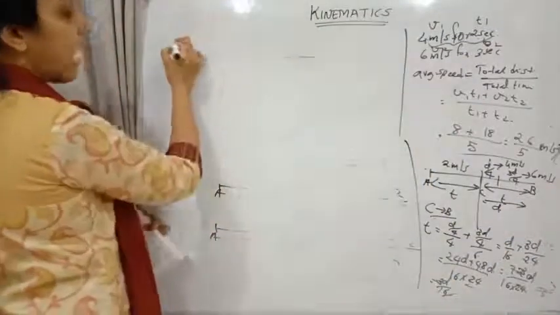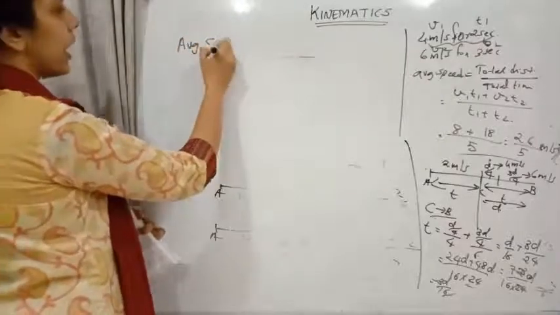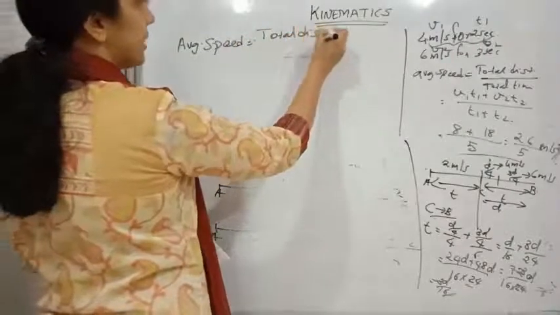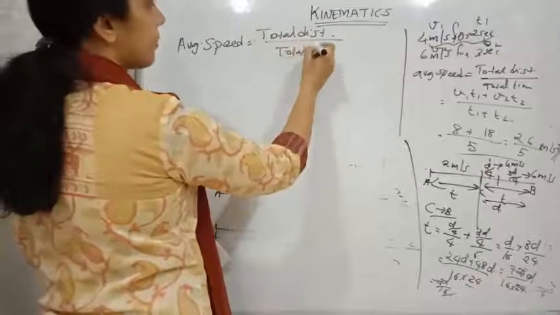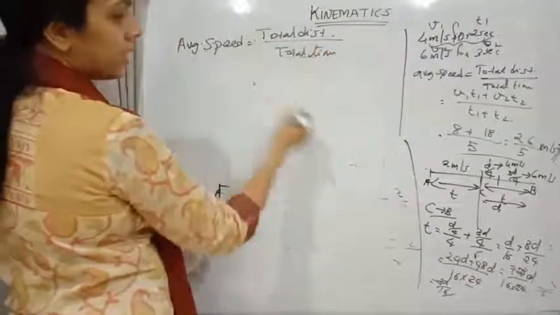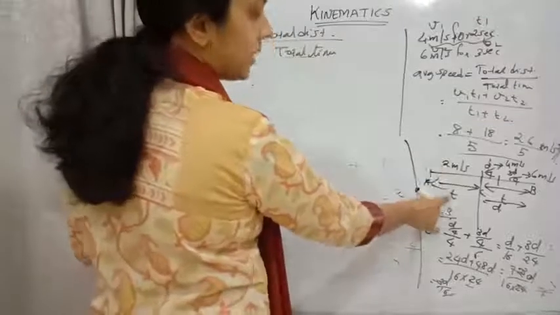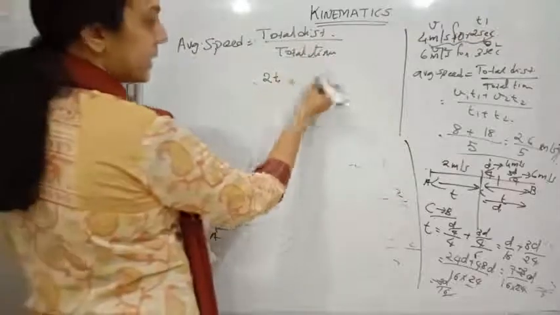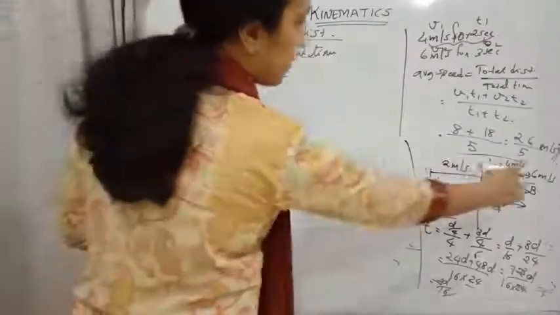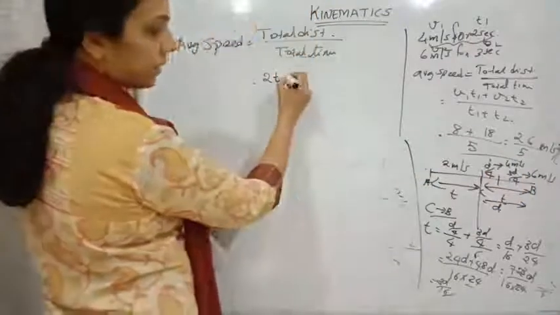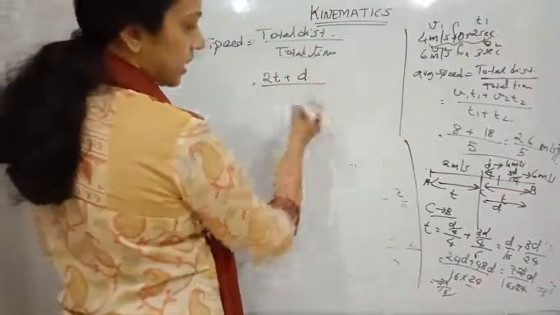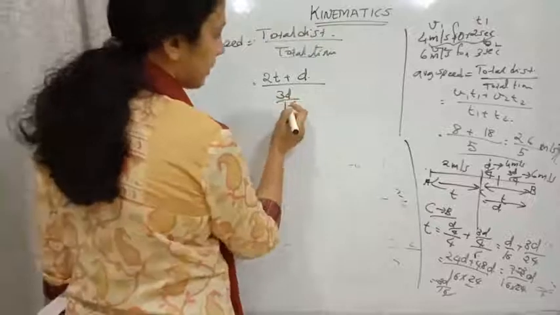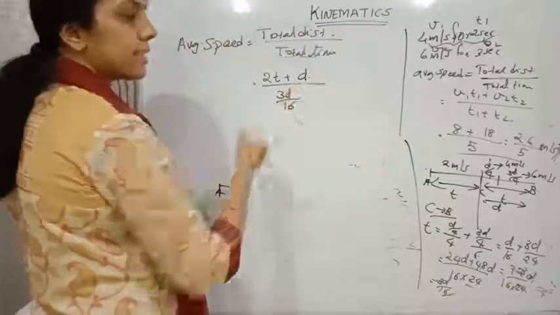So now we need to find the average speed. Average speed equals total distance traveled divided by total time. In the first half of the time, what is the total distance traveled? Speed is given, time is given, so the distance traveled will be equal to 2 into t. And in the next half, what is the total distance traveled? That will be equal to D, and the total time over here is 3D divided by 16. So here we can't cancel this D.